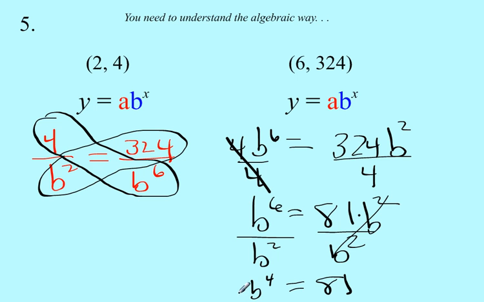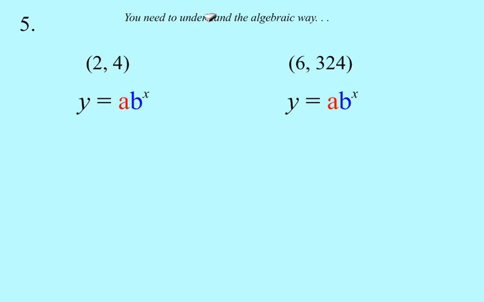We solved just like before. Take the 4th root, so we get b equals 3. I'm not going to show you that work because we did it before. So b is 3. All that work just to find b. So I'm going to erase all this and write what we have. So y equals a, we didn't find yet, times b, which we just found was 3 to the power of x. And then just like before, I'm going to take one of these points, plug it in for x and y, and solve for a. Just like we're finding our y-intercept.